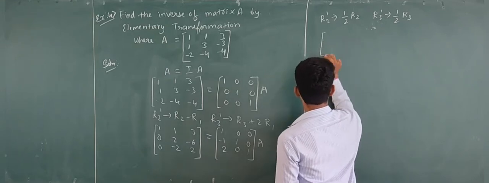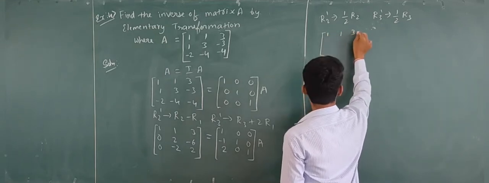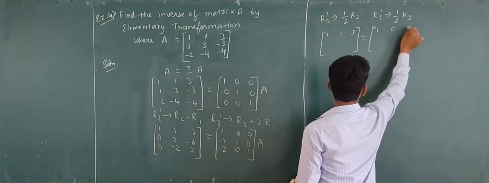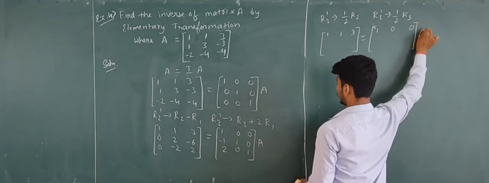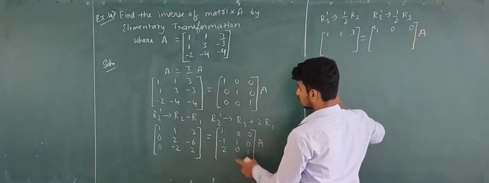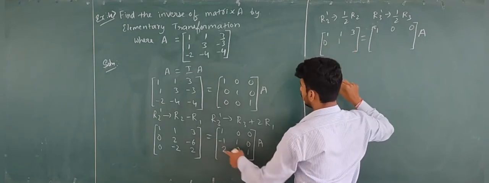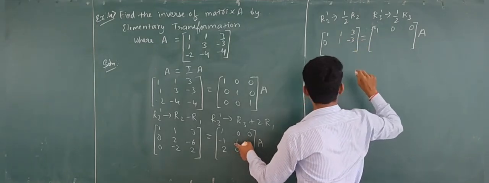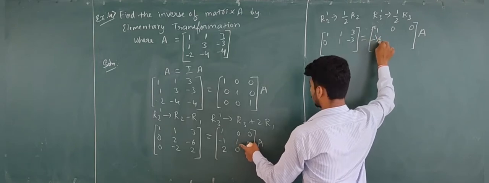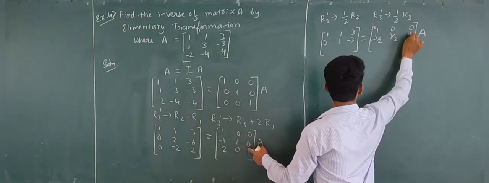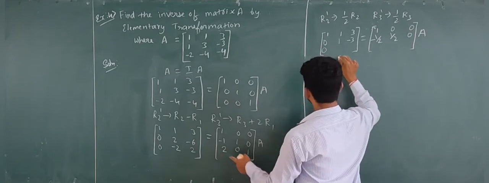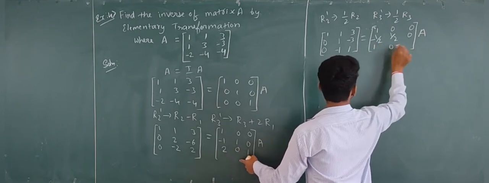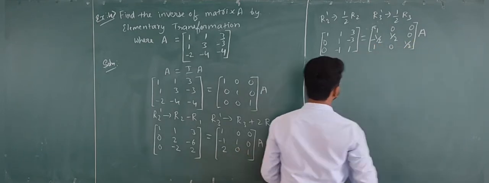So we are not changing the first row, we can write it as it is: 1 1 3, 1 1 3, which is equal to 1 0 0, 1 0 0 into A. Now you are changing the second row. The second row is 0, 2 divided by 2 is 1, and minus 6 divided by 2 is minus 3. So this will be minus 1 by 2, 1 by 2, 0. Now the third row: this is 0, this is minus 1, 1. So this is 1 0 1 by 2.